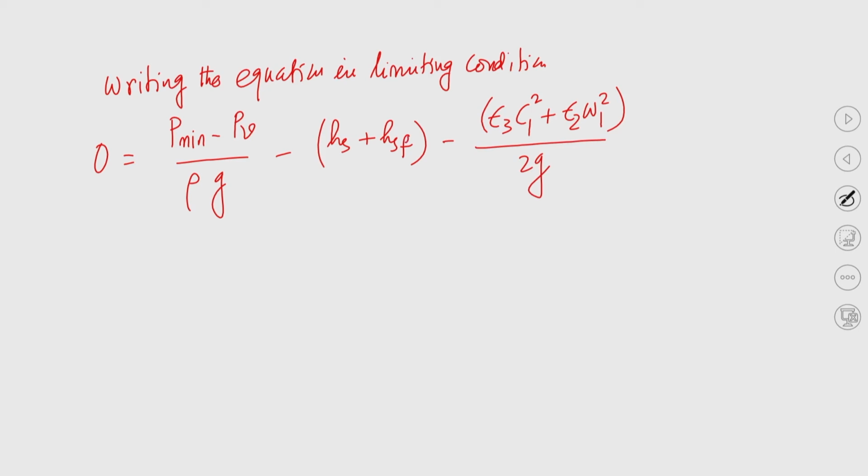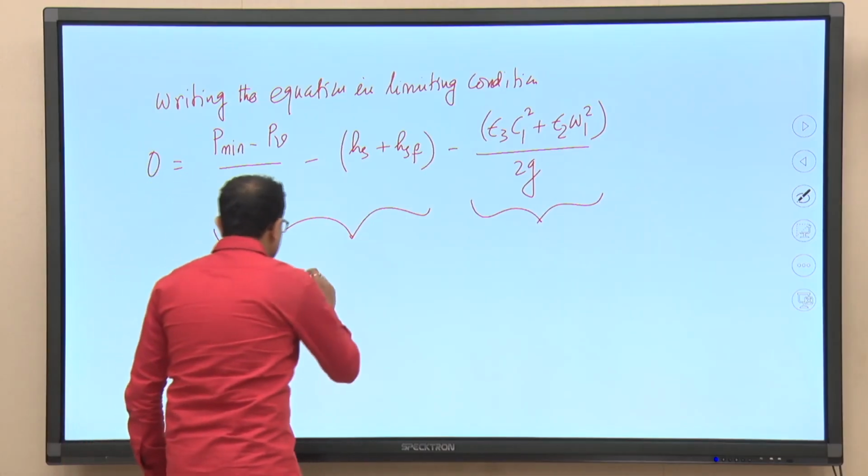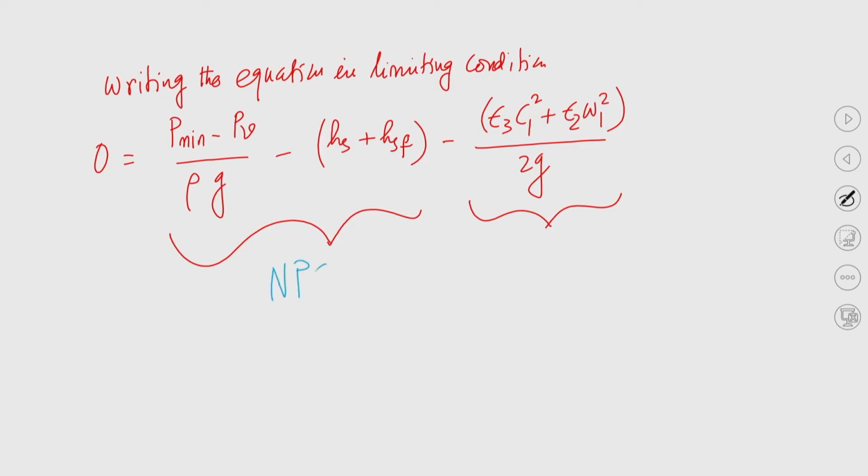So, writing the equation in the limiting condition we are getting like this. Then you can see, what is this fellow and what is this fellow? If I now try to write using a different color, P minimum by rho g minus P v by rho g minus H s minus H s f. So, this is basically NPSH, net positive suction head, that is what we have discussed. So, this is the NPSH which is available.